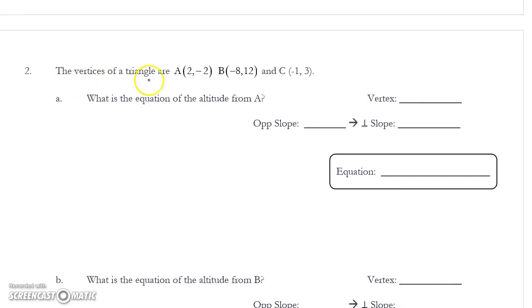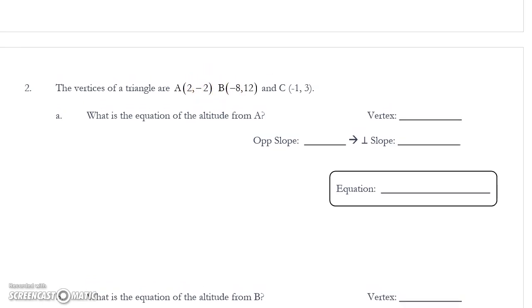So it says the vertices of a triangle are A at 2, -2, B at -8, 12, and C at -1, 3. I'm going to just draw that up here. It doesn't really matter what it looks like. If I call this point B, that's at -8, 12. I can call this point C, and that's at -1, 3. And I could call this point A over here somewhere at 2, -2.